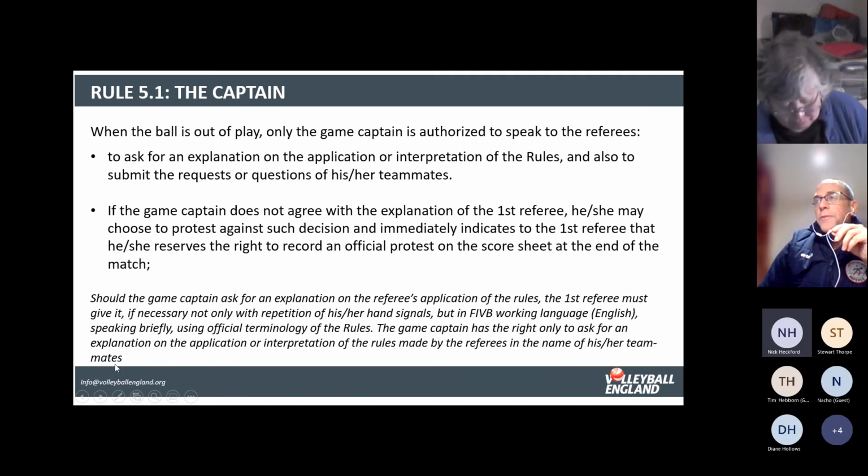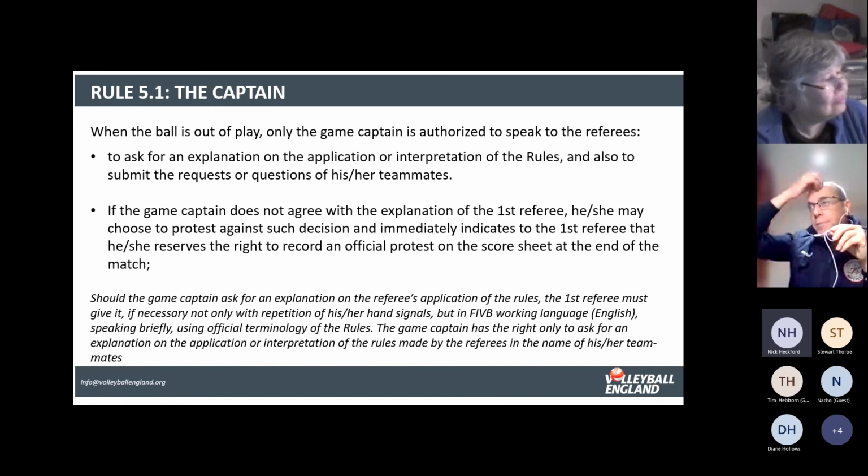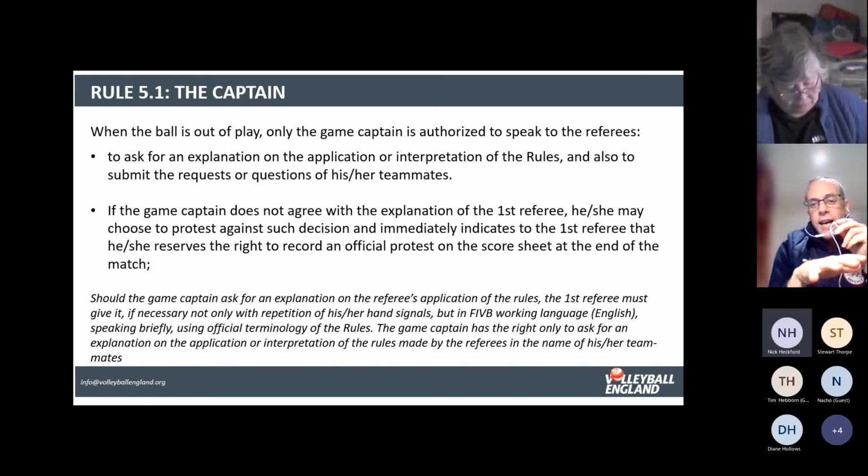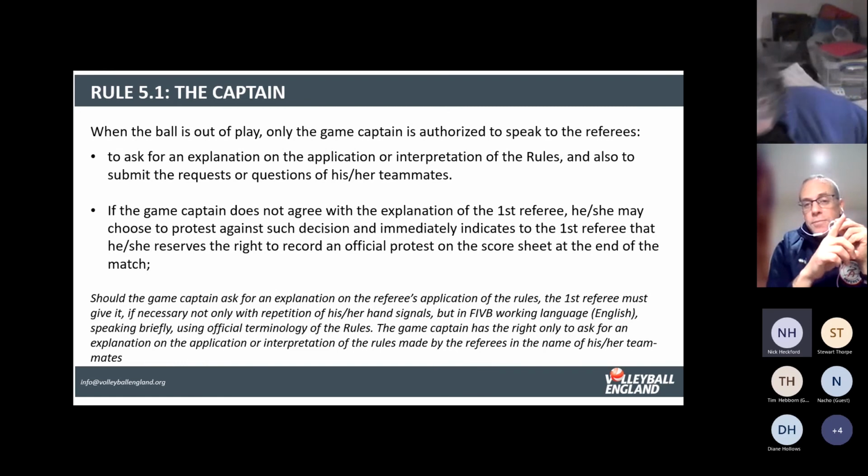Okay, so moving on. When the ball is out of play, the game captain is authorized to speak to the referees to ask for an explanation on the application or interpretation of the rules. They're not allowed to ask about the subjective application. They can't say, well, in my opinion, that was a double contact or a catch, ref, because at the end of the day, the referee says, well, I looked at the contact and I did not consider it a fault. So on that part of it, they can make their point probably once, and then you move on.